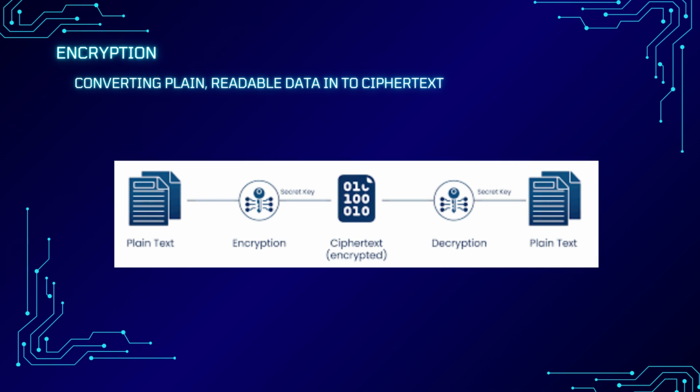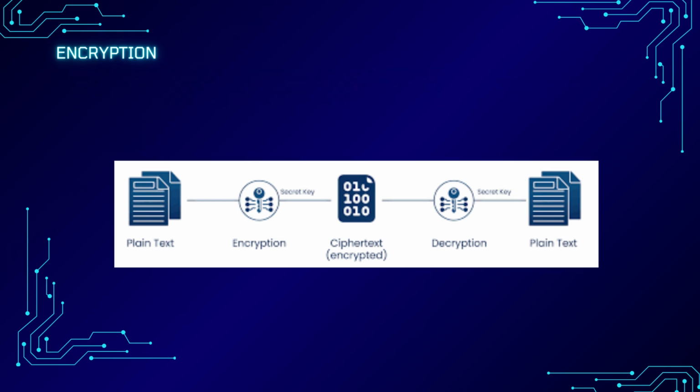Each and every time we use encryption, we need to use a key. For example, to encrypt data, we need a public key, and to decrypt the data, we need a private key. And the difference between symmetric and asymmetric lies in how these keys are used.